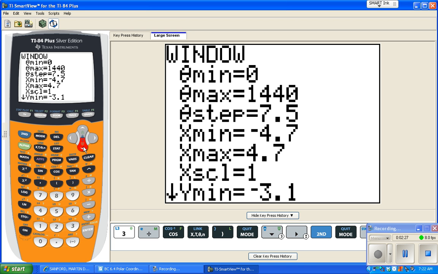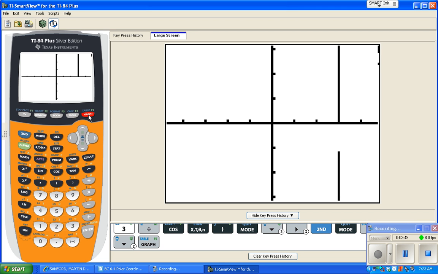7.5 is my theta step, and really what the thought here is I'm looking for 15 degrees per step, because that gets my multiples of 30 and my multiples of 45. And 7.5 is half of 15. It just gets me a little more smoothness to the curves. And the rest of the numbers are here from a zoom decimal screen. So I'm going to push graph, and look at that.